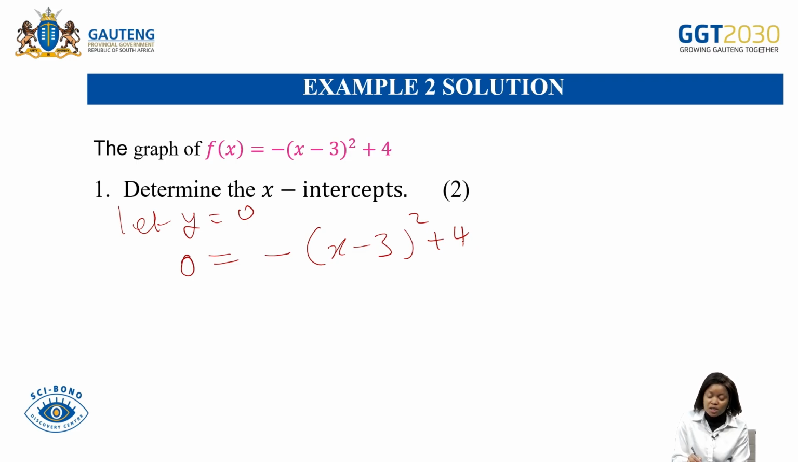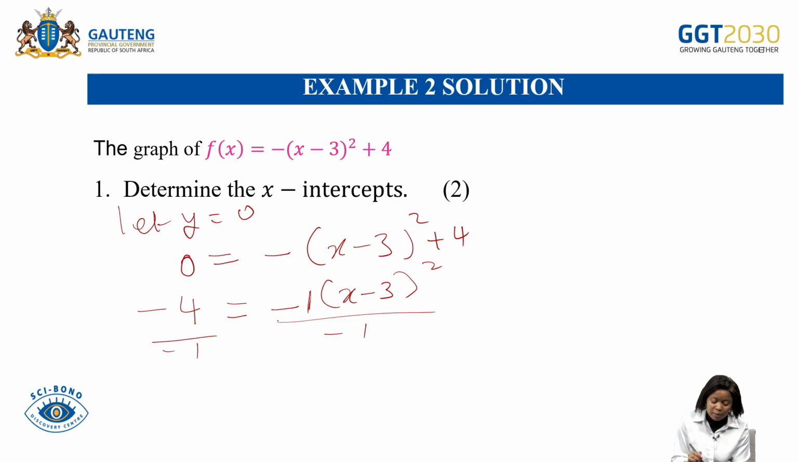it means I need to transpose the +4. If I transpose the +4, I will have -4, it's equal to negative into (x minus 3) squared. Then I need to get rid of that negative. For me to get rid of the negative, remember this is -1, I'll divide by -1 and also divide by -1. Negative divided by negative gives you a positive, right? And also here, -4 divided by -1 is going to give you a +4. It's equal to (x minus 3) squared, right?